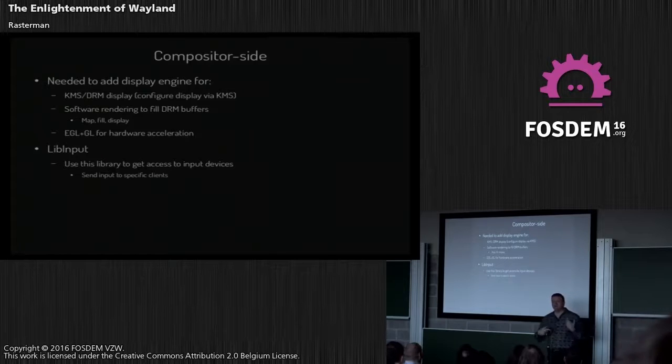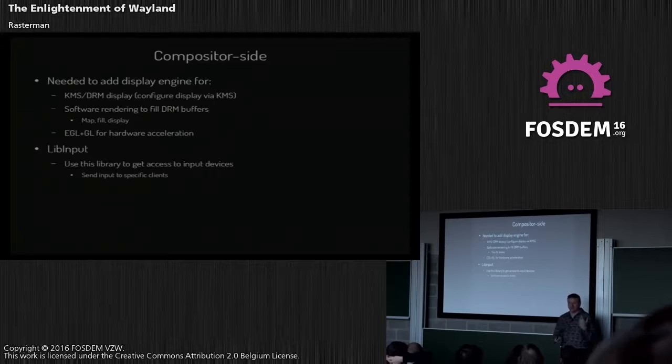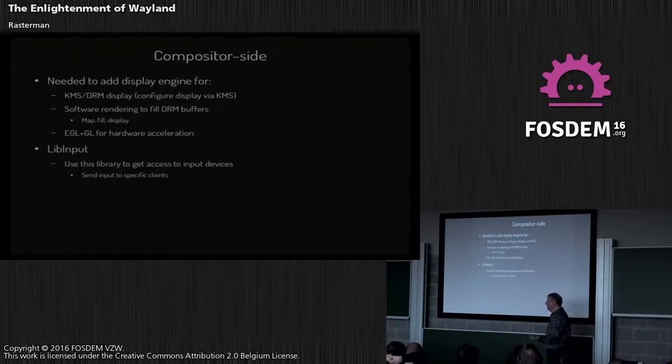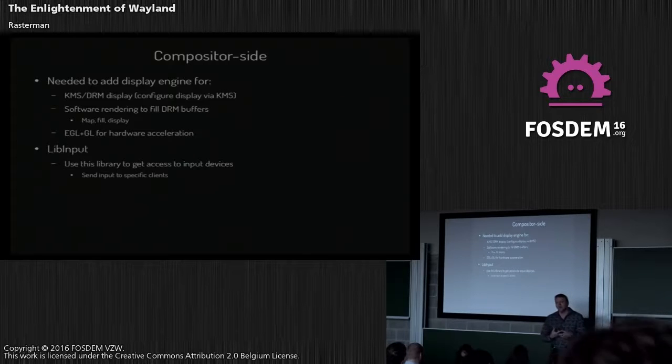Then we did the compositor side. We first needed a display engine that, instead of sitting on X11 or as a client to a Wayland compositor, would actually talk directly to hardware. I used KMS DRM, so it could take over the frame buffer. We started, of course, with software, and we have all the EGL and GL stuff working too.